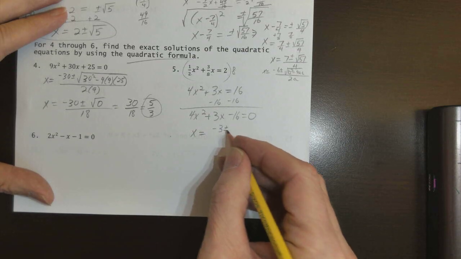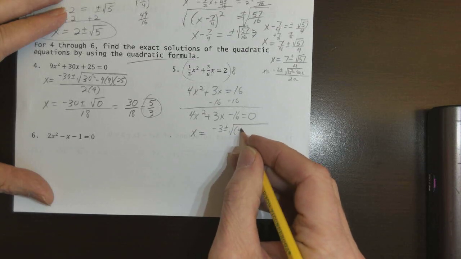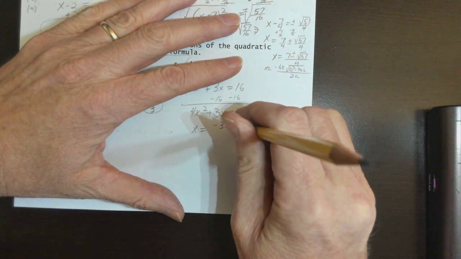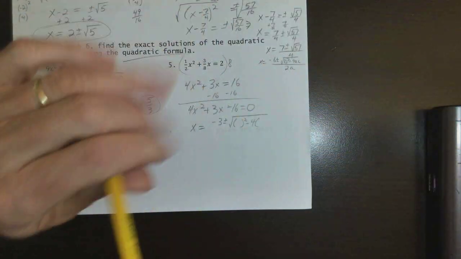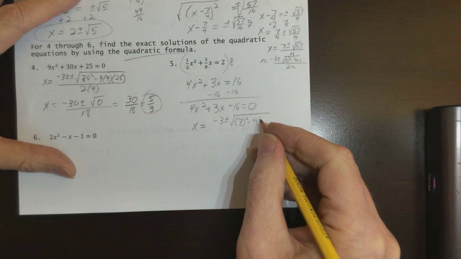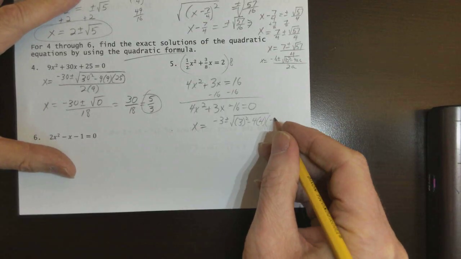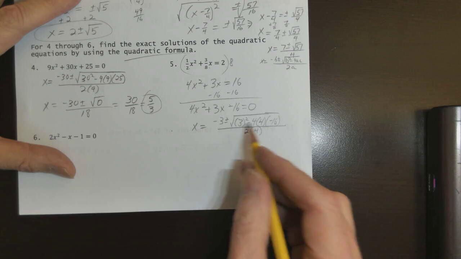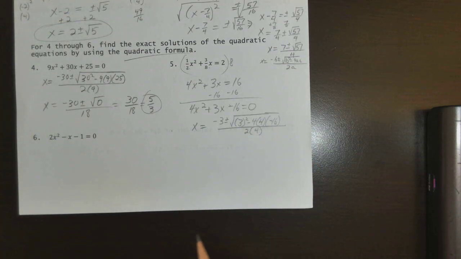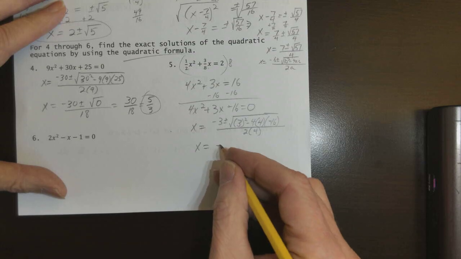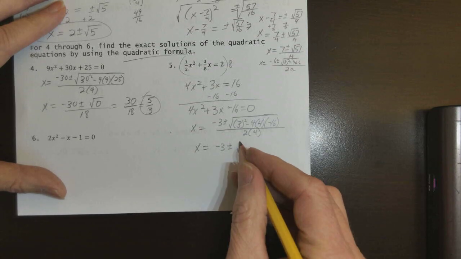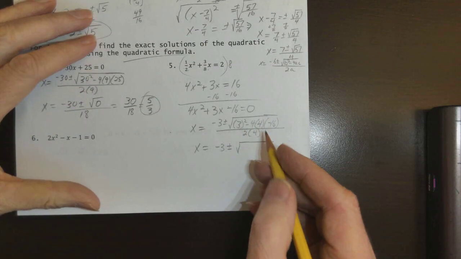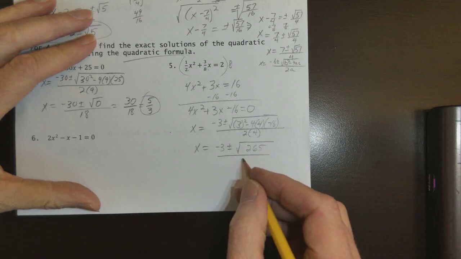negative b plus or minus the square root of b squared minus 4ac, 3 squared minus 4 times negative 16, over 2 times 4. B squared minus 4AC. Okay. x equals negative 3 plus or minus the square root of 256. 9, that's 265 over 8.